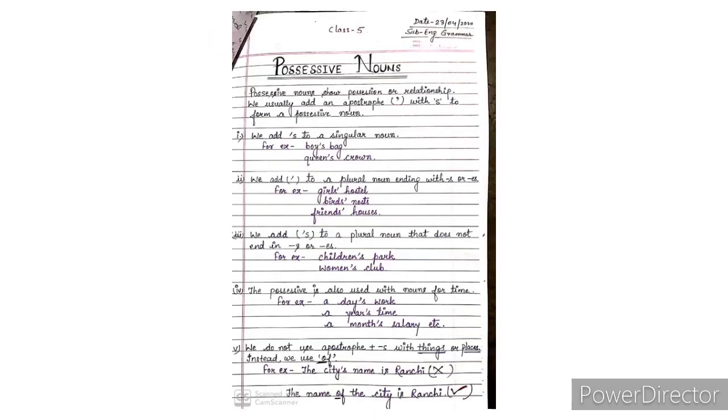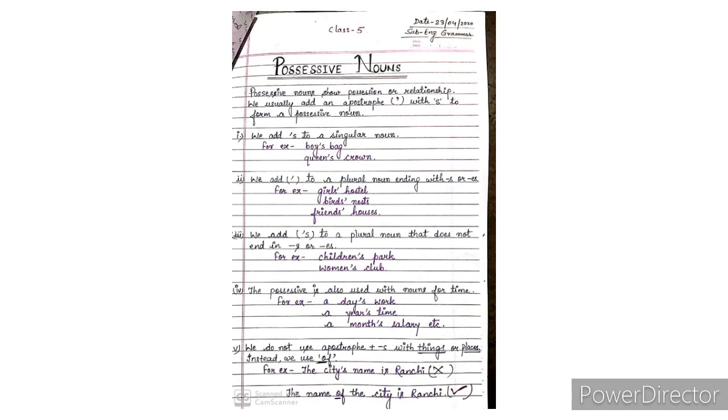Now, what is a possessive noun? A possessive noun shows possession or relationship. What is possession? Possession means ownership. Like if I say this pencil belongs to me, I will say this pencil is mine. So a possessive noun shows the ownership, that the thing belongs to whom. Who is the owner of that thing? Who possesses that thing?